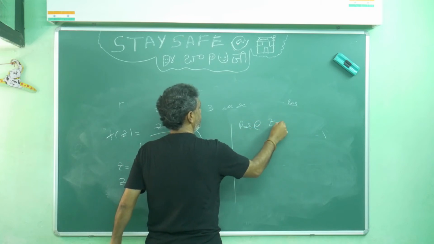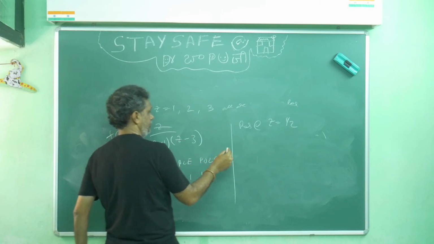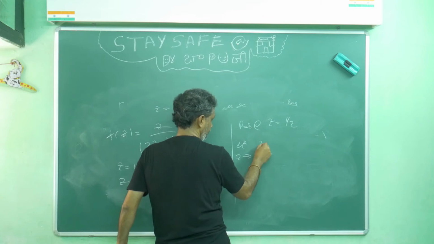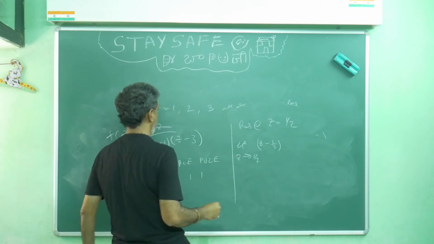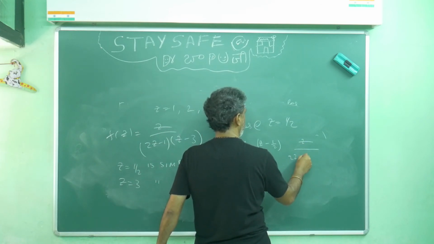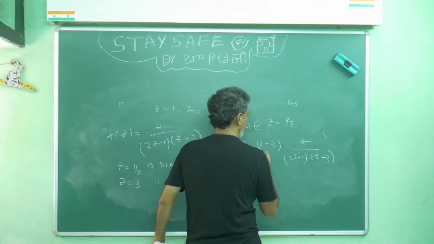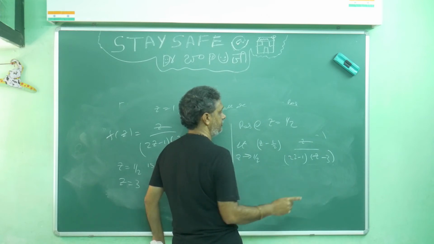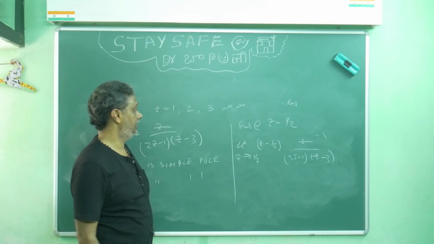Residue at z equal to 1 by 2. It means limit z tends to 1 by 2, z minus 1 by 2, then z by 2z minus 1, z minus 3. So before cancelling, either you can take the LCM here or you can bring out 2 from here. That will matter a lot. Otherwise your whole problem will spoil. Carefully you can do this.